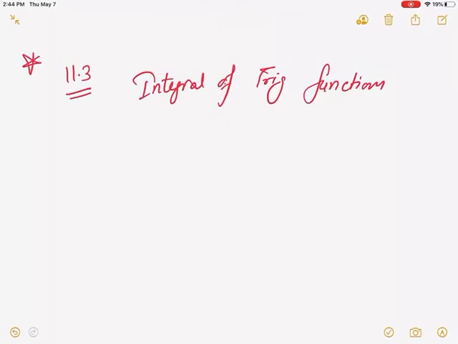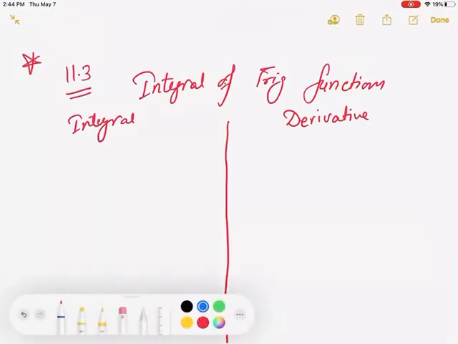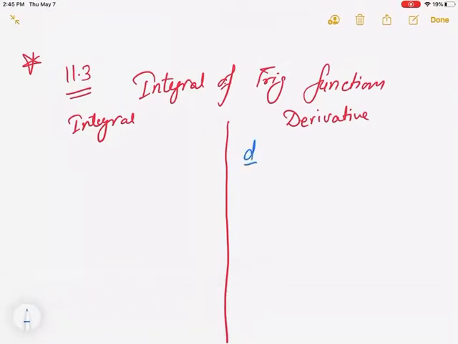So I'm just going to make two different columns. Basically, integral is just undoing derivative. On the right hand side I would put the derivative equations, and on the left I would put the integral. Now try recalling the first one. The first rule we did for derivative was the derivative of the sine function. What was that equal to?